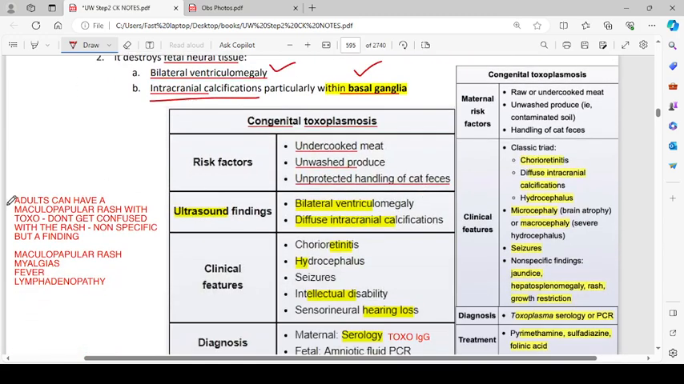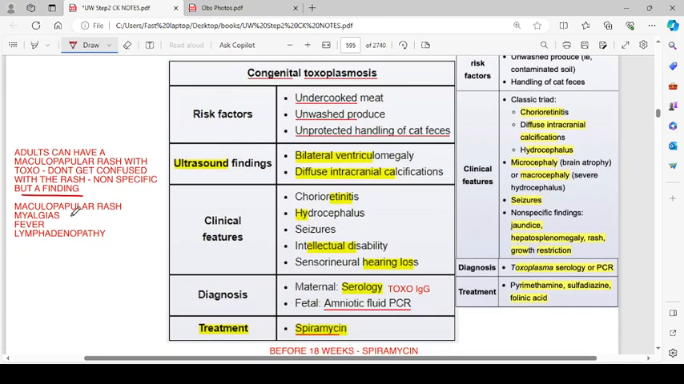Okay, so adults can have a maculopapular rash with toxoplasmosis. Do not get confused with the rash. Non-specific, but it is a finding. Maculopapular rash, myalgias, fevers, and lymphadenopathy. So congenital toxoplasmosis risk factors are undercooked meat, underwashed produce, and unprotected handling of the cat feces. Ultrasound scan will show bilateral ventriculomegaly and diffuse intracranial calcifications.